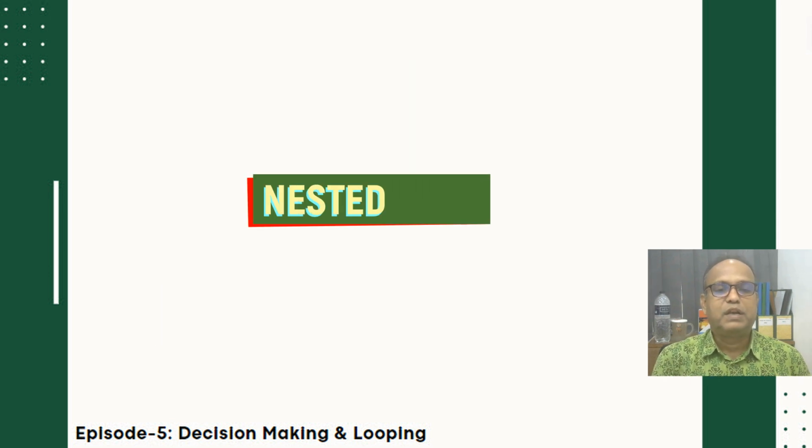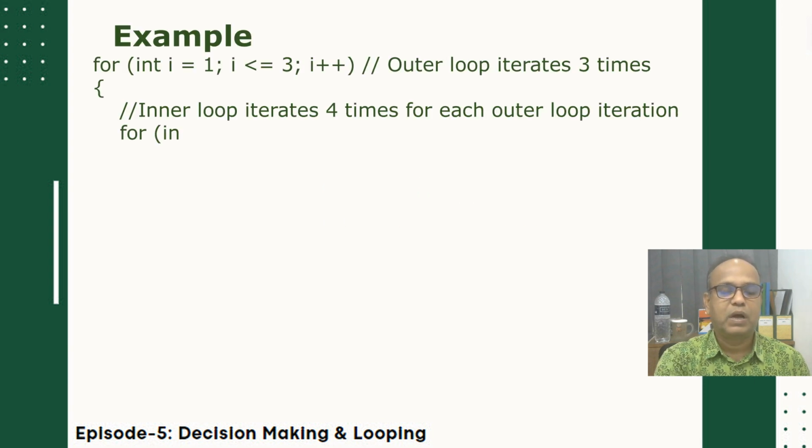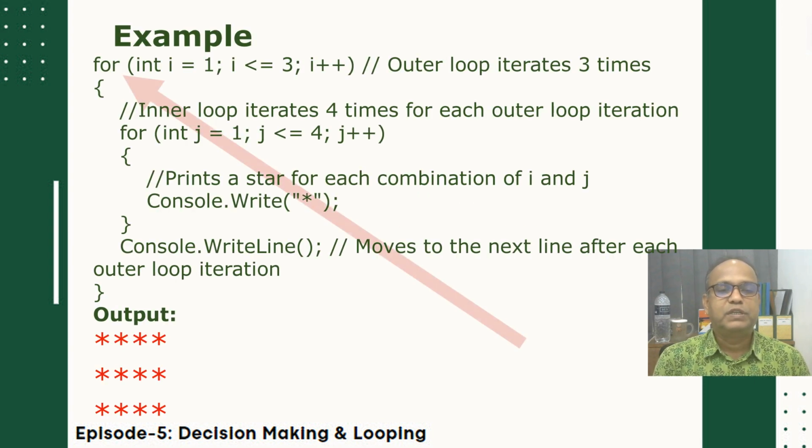Nested loop. Nested loops occur when one loop is placed within the body of another loop, creating a hierarchy of iterations. This allows for more complex control flow and the ability to process data in multiple dimensions. Example: Outer loop. It iterates 3 times, i equal to 1, 2, 3. For each outer iteration, the entire inner loop executes.